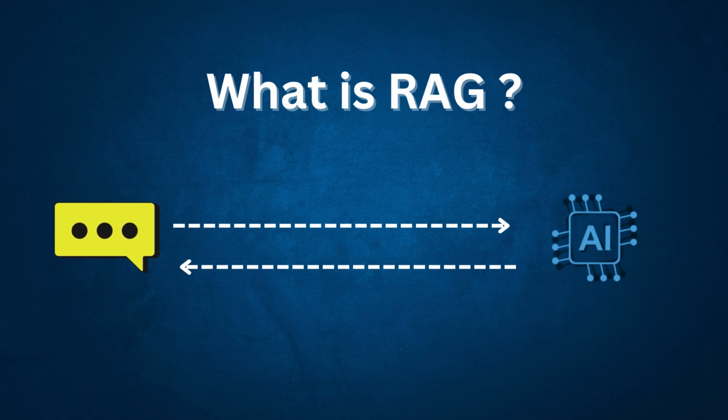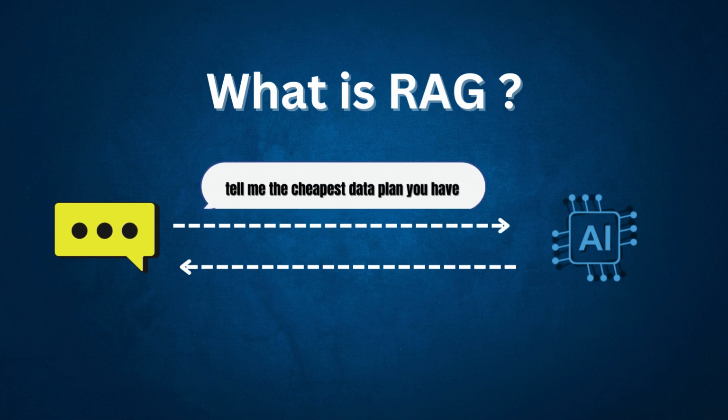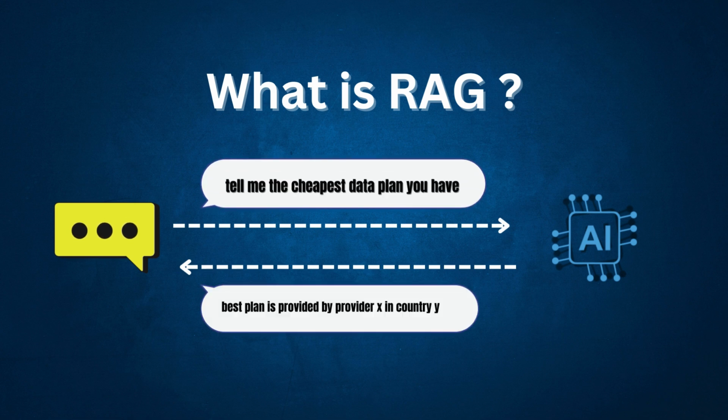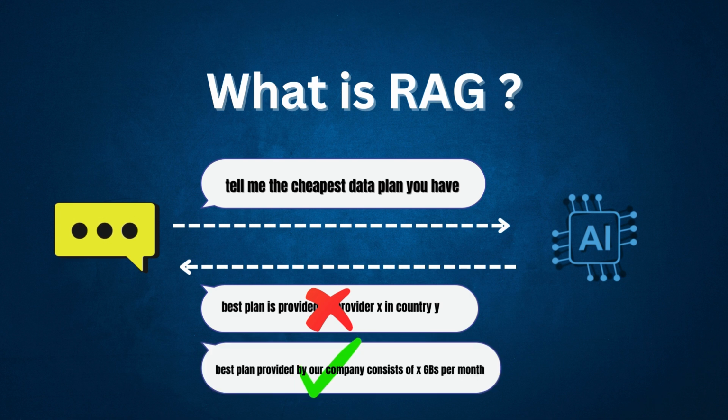For example, imagine I am a solution architect for an internet service provider company, and I am tasked to build a chatbot interface for our customers where they can ask their queries. Now, if a customer asks something like, "Tell me the cheapest data plan you have," I do not want generic results from any internet service provider whose data was used to train the chatbot model. Instead, I want my chatbot to suggest specific plans from our own service provider.